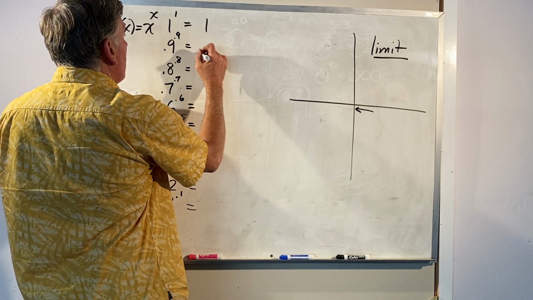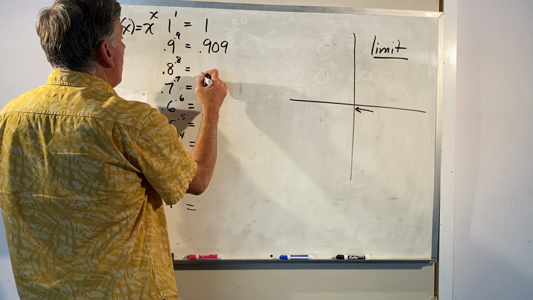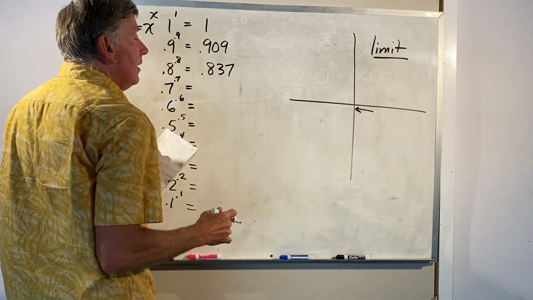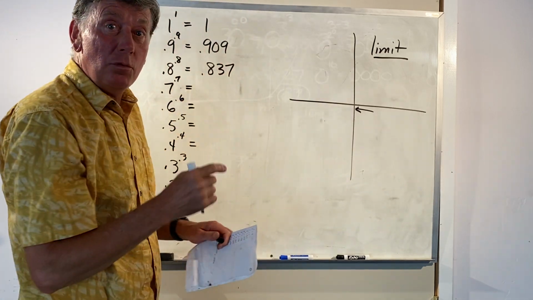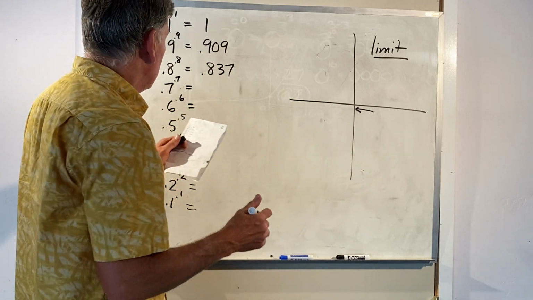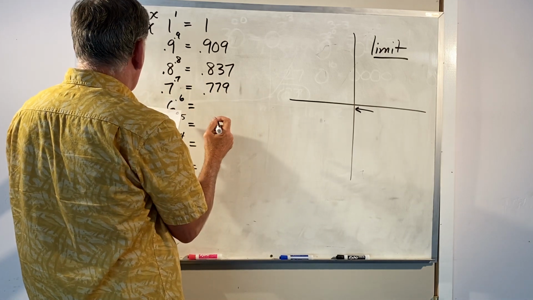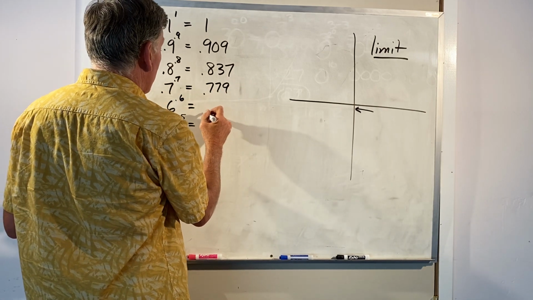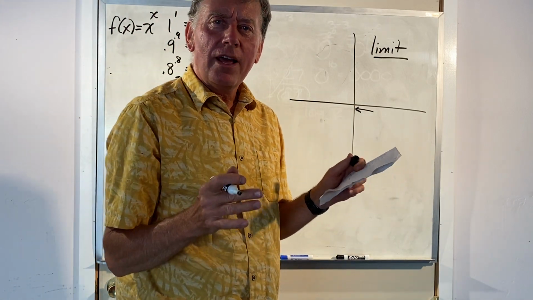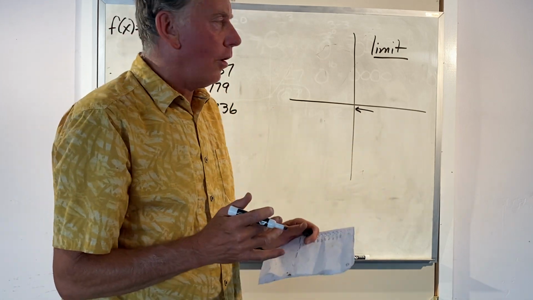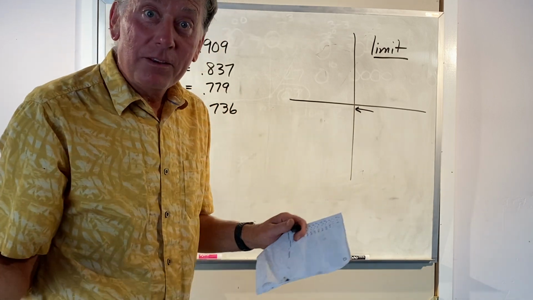0.9 to the 0.9 is 0.909. 0.8 to the 0.8 is 0.837. Kind of looks like we're going towards 0, doesn't it? We're certainly less than 1. We're not moving towards 1. 0.7 to the 0.7 is 0.779. 0.6 to the 0.6, 0.736. Now I'm starting to wonder what's going on, because we're not really getting close to 0. We're getting smaller, but it doesn't seem like we're getting close to what I think we ought to be getting to.